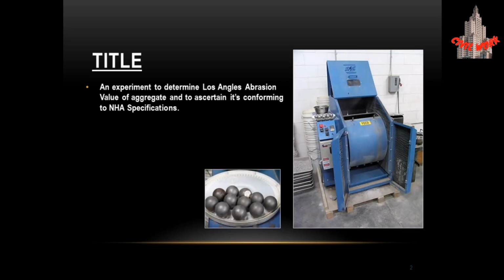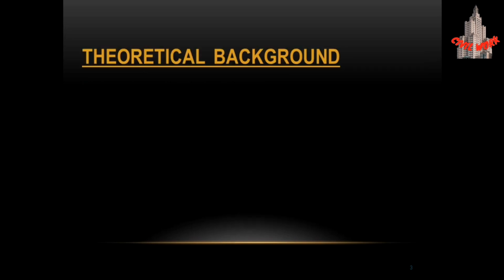We have the apparatus here. This is our apparatus, which includes the access cover here, the access cover. The second term is the revolution counter, and the third term is our cylinder, and the fourth one we have is our steel balls. These steel balls are usually of 47 millimeter in diameter.